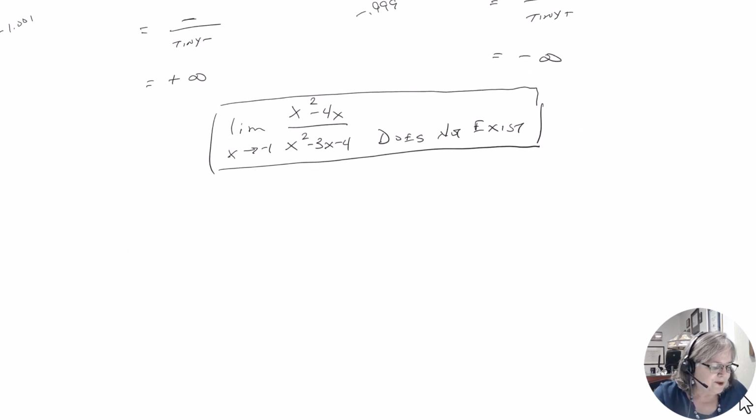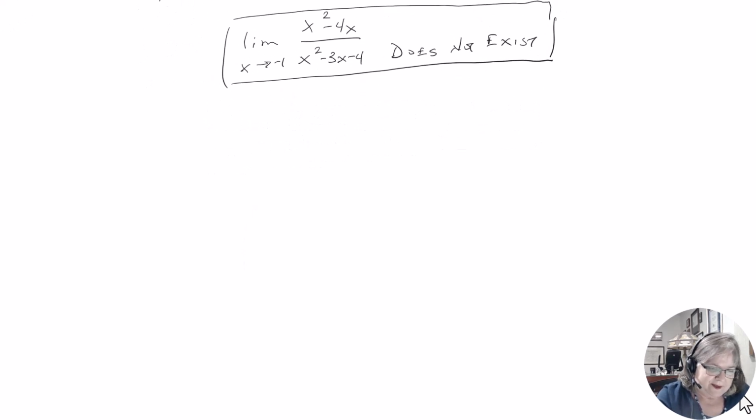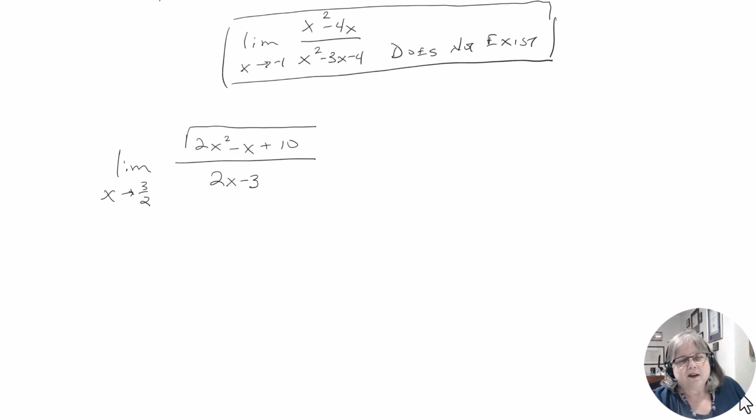Now, sometimes you just sort of have to, I hate to say, kind of reason these things out, because there's not a really simple way to set some of these up. So let's look at the limit as x approaches 3/2 of the square root of 2x squared minus x plus 10 over 2x minus 3. Now, you can't have the 3/2. It's not in this domain because it would give you 0 in the bottom.